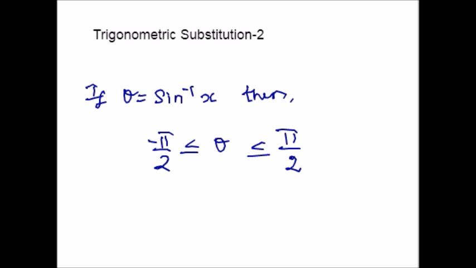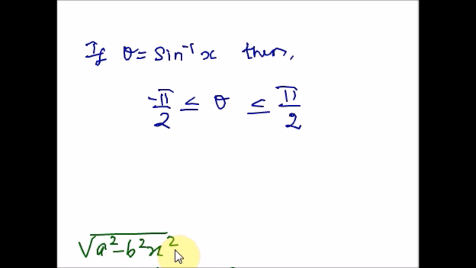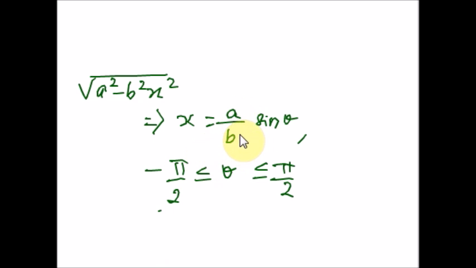Here is the summary for the sine trigonometric substitution too. For a square root of a square minus b square x square, you can use the following substitution: x is equal to a over b sine theta, where theta lies between pi over 2 and negative pi over 2.